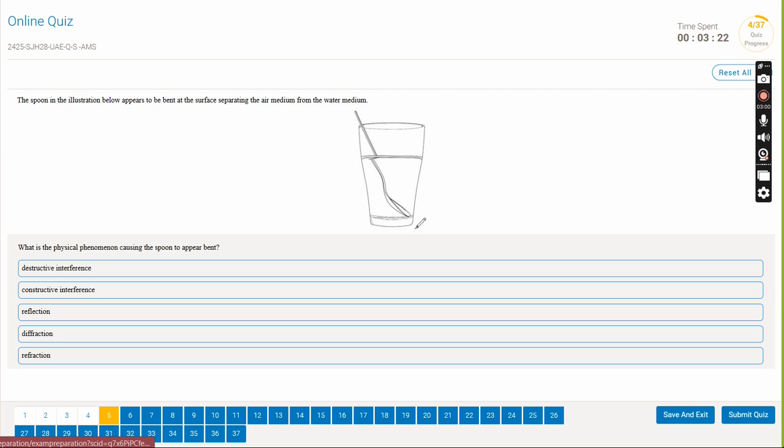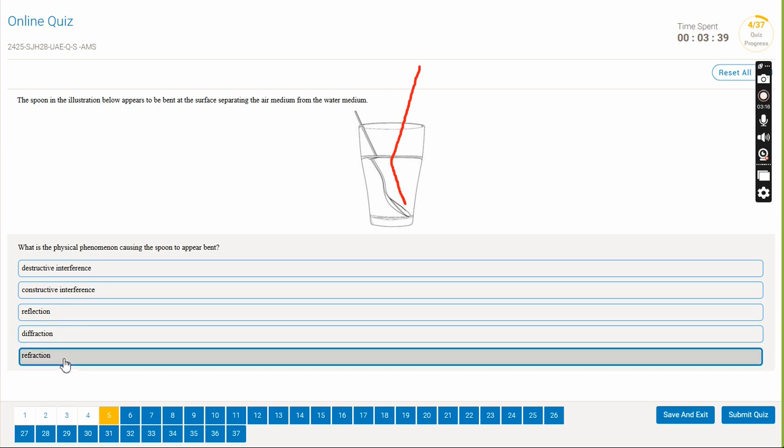Here, as you can see in the picture, it seems like the spoon is broken, but the spoon is not broken. When you look at it from the side, you'll see the spoon looks broken. What happens is that the light changes direction when it travels. So when it changes direction, it seems like it's broken, but it's not. It's just a phenomenon of light called refraction.